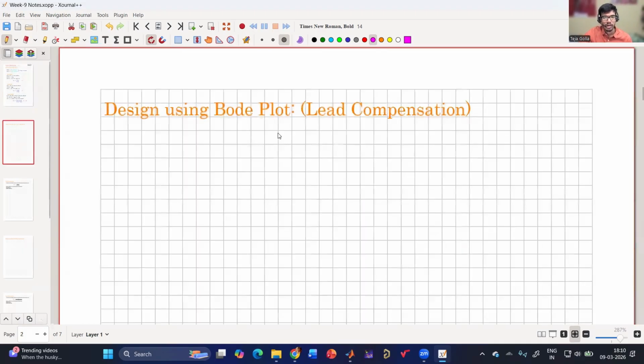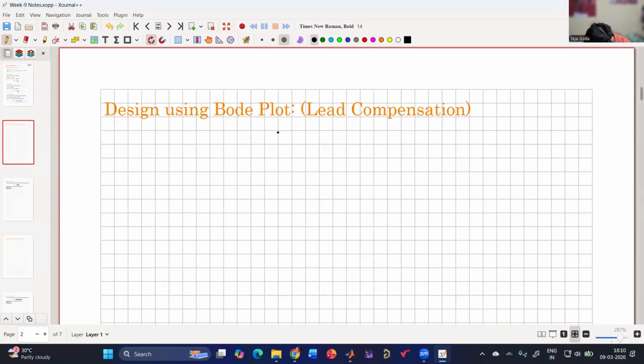Now let us dive into the design. In this session also I'll be showing MATLAB as well as theory. We need to understand the theory as well as simulate it and check in MATLAB so that we can understand the concepts better. Also, we can correlate what exactly is happening, so we can have a visualization. So, lead compensation.